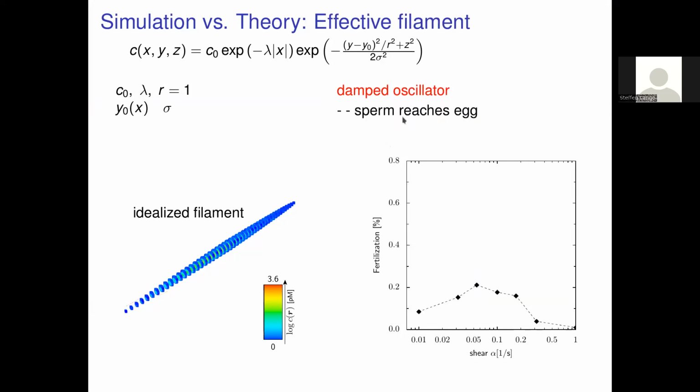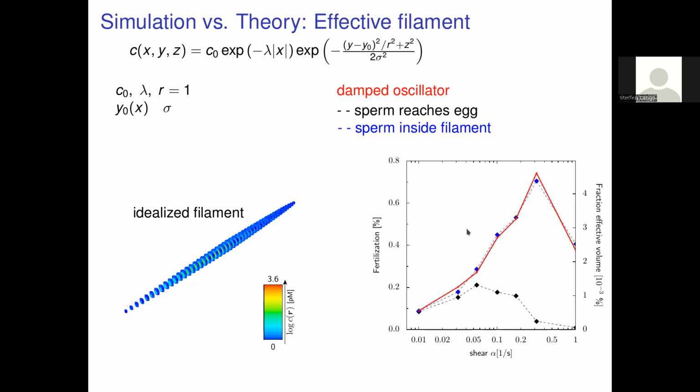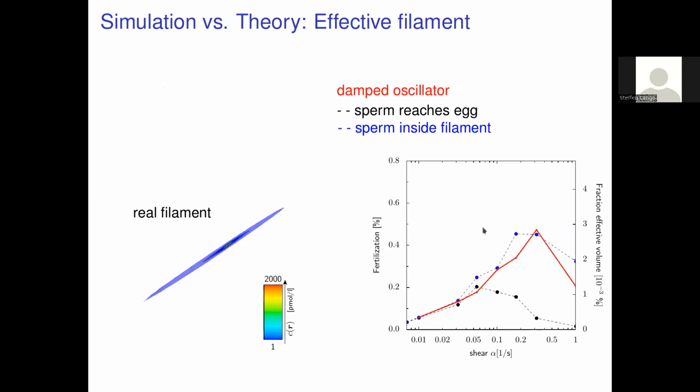If we not just look at the sperm that reach the egg in the simulation, but rather the ones that stay inside the filament, we actually find a nice match between simulation and the predicted effective volume according to our theory. And we find so also for the real filament. However, still, while we observe an optimum here, it's not at the same position and height as the optimum of sperm reaching the egg. And that is because we additionally have to consider that sperm need some time to swim towards the egg after they're inside the filament.